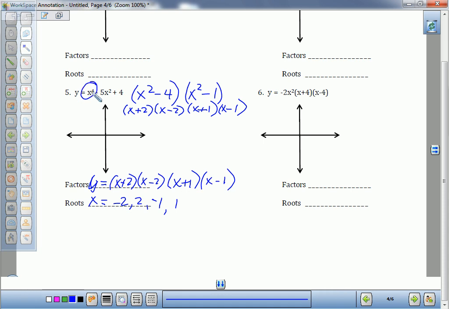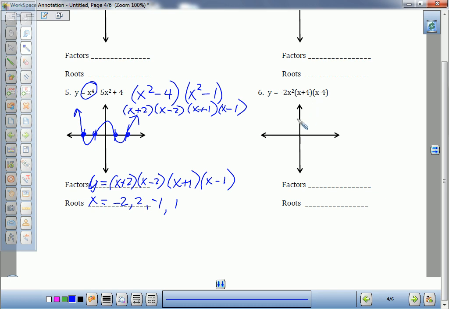This is an even degree function. So when I come in here and I plot all those, I know that the ends, because it's even with a positive leading coefficient, will rise, and we will pass through first.